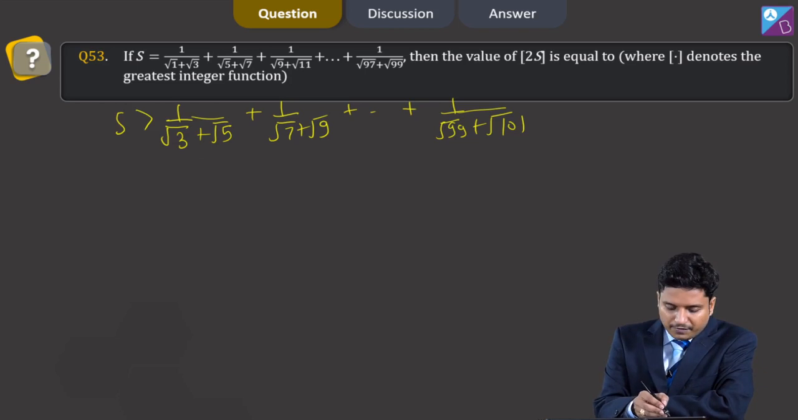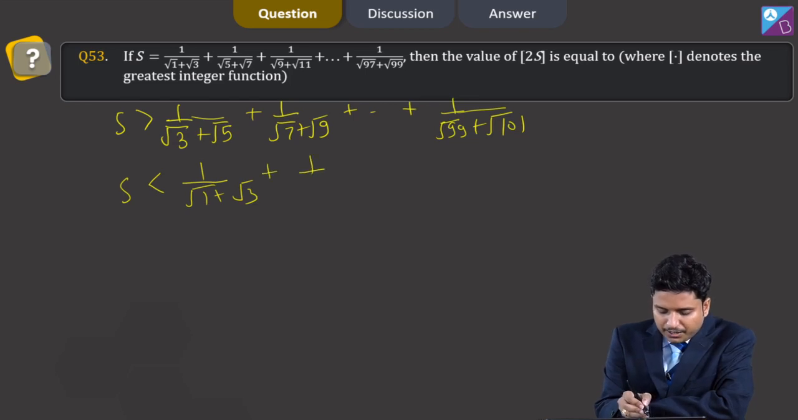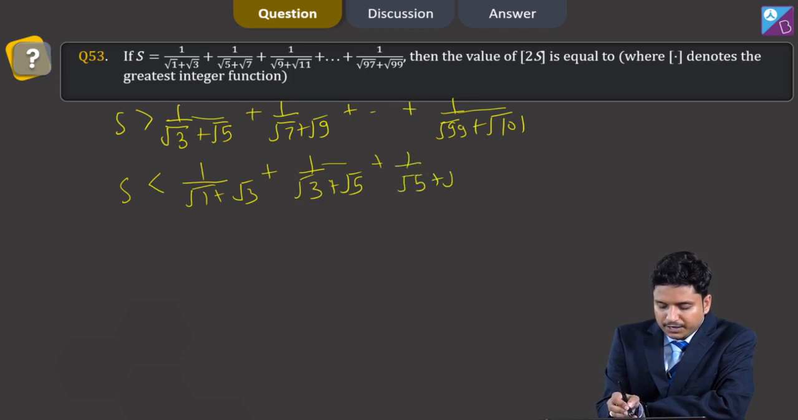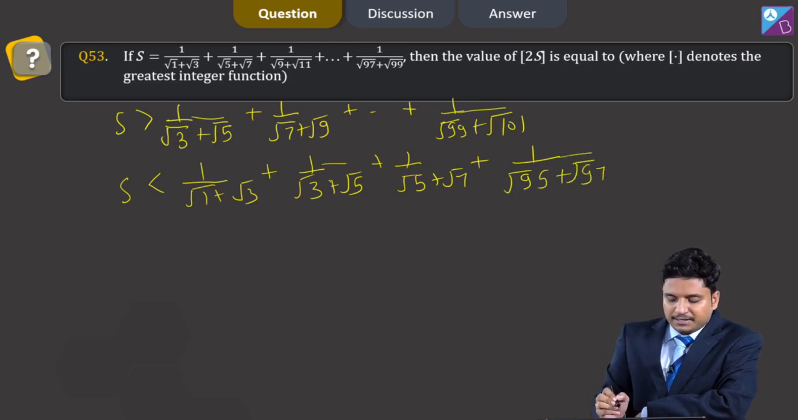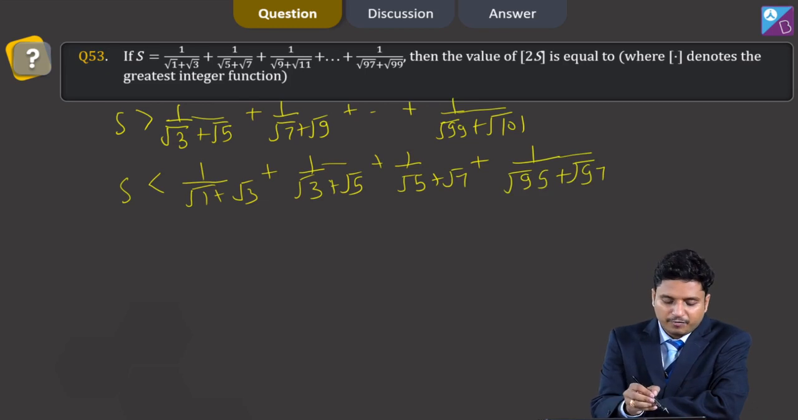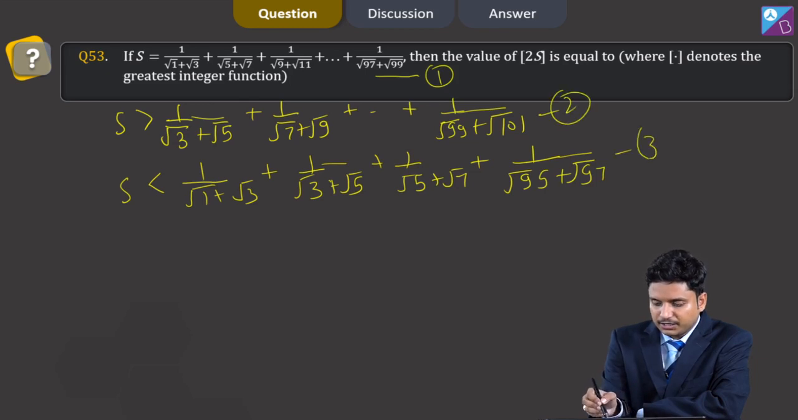And similarly, s will be less than 1 upon root 1 plus root 3, and we are putting 1 upon root 3 plus root 5 plus 1 upon root 5 plus root 7, and at last 1 upon root 95 plus root 97. Fine. So s is less than this quantity while s is greater than this quantity. Now if we consider this as equation 1, this as equation 2, and this as equation 3, what will we get if we add 1 and 2?